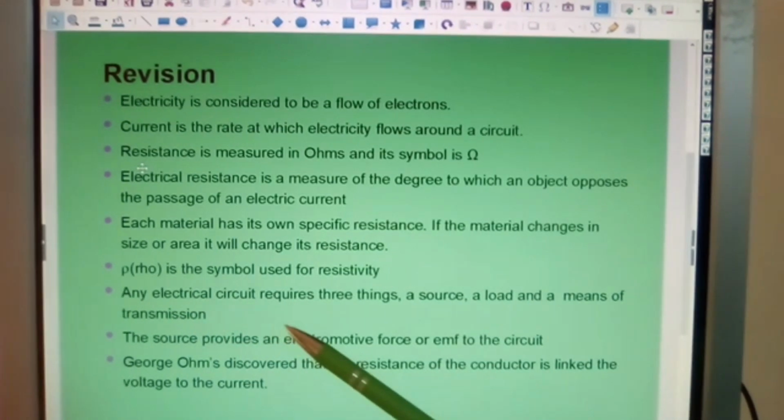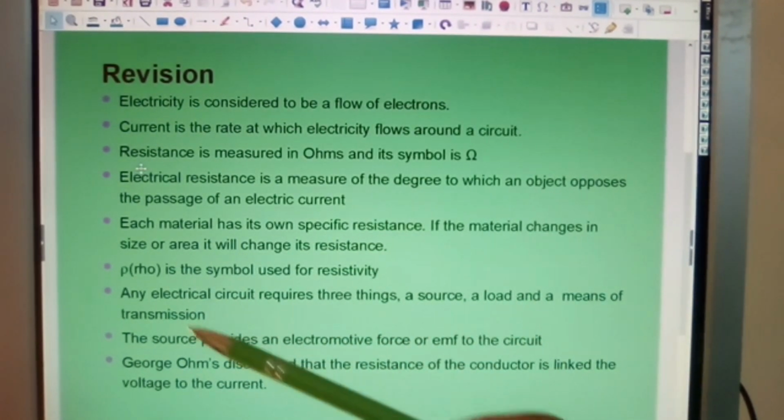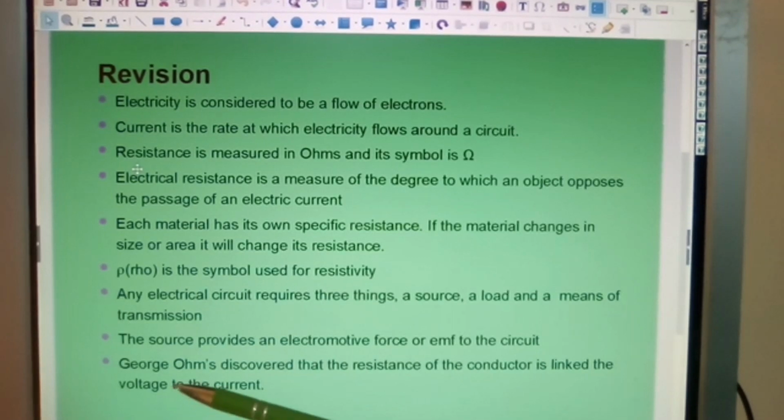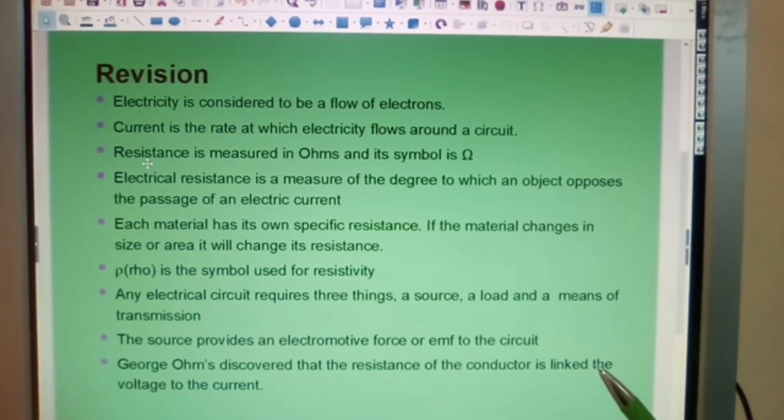Any electrical circuit requires three things: a source, a load, and a means of transmission. The source provides an electromotive force, or EMF, to the circuit. George Ohm discovered that the resistance of the conductor is linked with the voltage to the current.